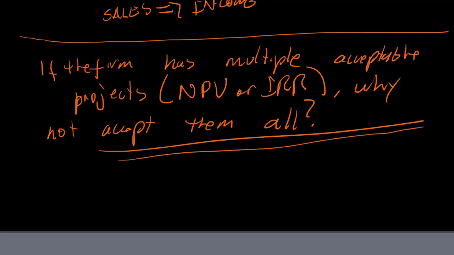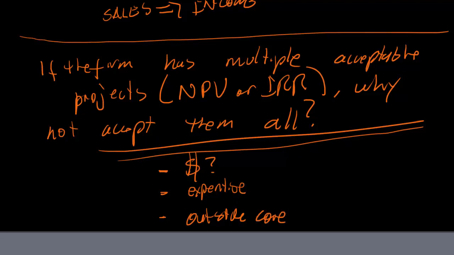There are very specific reasons for this. The first one is you may not have the money to accept them all. You may not have the expertise or the people to accept them all, hence cannibalization. You may have a situation where you're outside of your core values. Coca-Cola should not be making vehicles. That's outside of their core business. All these other projects may exist and you may be aware of them, but that doesn't necessarily mean that they're a good idea.